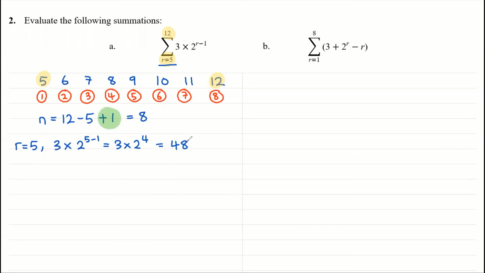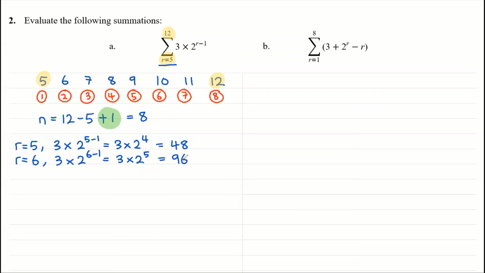Now let's sub in r equals 6. So now we're going to get 3 multiplied by 2 to the power 6 subtract 1, which is 3 multiplied by 2 to the power 5. And as you can see, we're simply multiplying by an extra factor of 2 here. So that's going to give us 96. All right. And obviously r equals 7. If we sub that in, that's going to be 2 greater. We don't need to carry on with that.